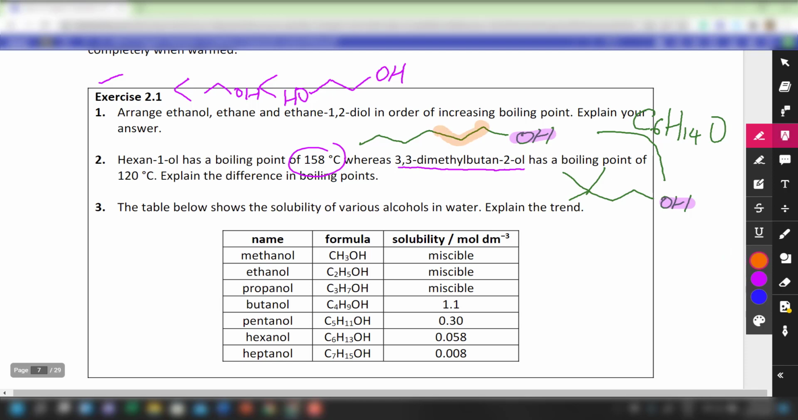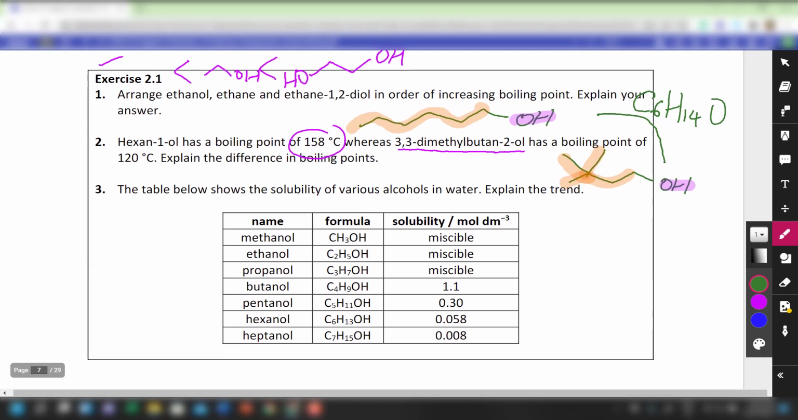So in this case, this is a straight chain. The straight chain has a larger surface area as compared to the branched. Because it has a greater surface area, the probability of it being distorted is greater. So I expect the dispersion forces between hexane 1-ol molecules to be stronger than that between 3,3-dimethyl butane 2-ol molecules. Because the dispersion forces are stronger, I expect hexane 1-ol to have a higher boiling point as compared to 3,3-dimethyl butane 2-ol.